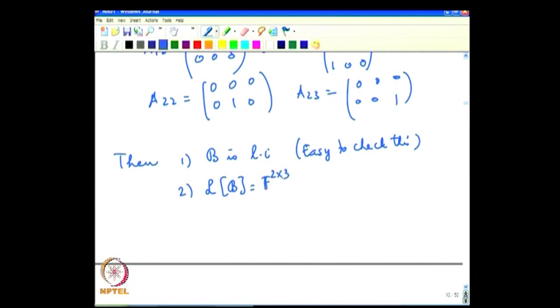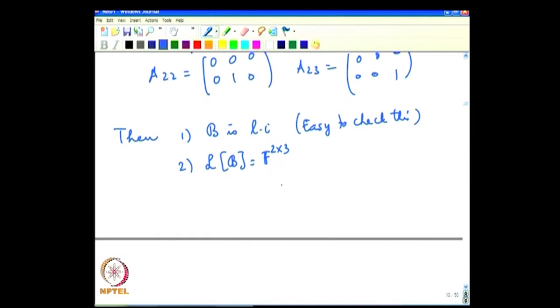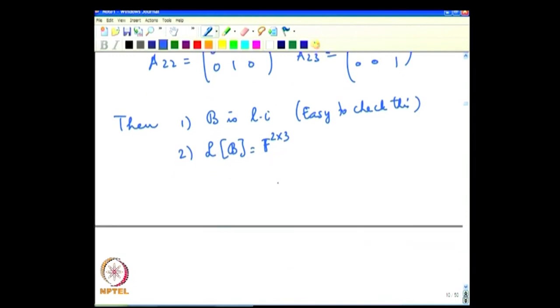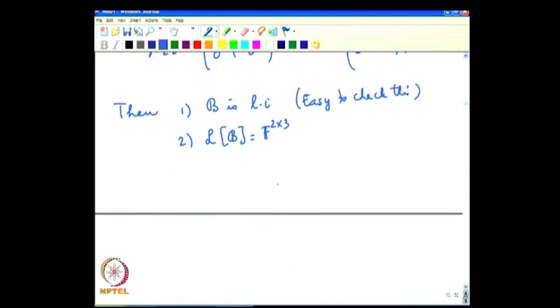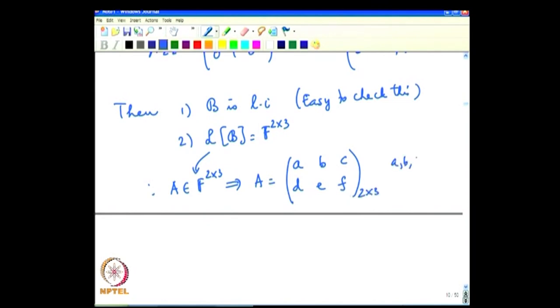What do we mean by this? We want to show that every matrix in F2×3 is a linear combination of these B vectors. So, because A belongs to F2×3 implies A is of the form a b c d e f, because it is a 2 by 3 matrix, where all these a, b, c, d, e, f are in the field F.